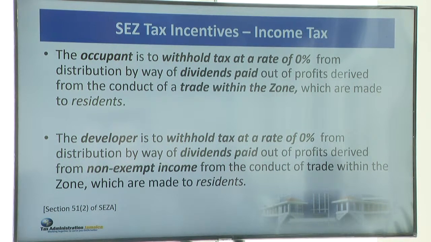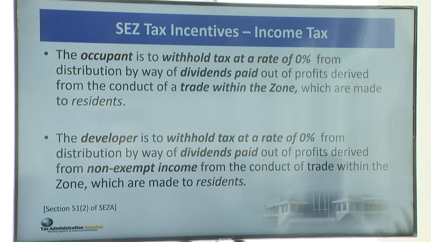What you must bear in mind is the source of the payment. The source of that dividend payment is from trade within the zone. If, for example, as an occupant, you paid that dividend from another source, then the rest of the Income Tax Act would apply, which would mean that you would have to withhold at 15% if it's paid to a resident.